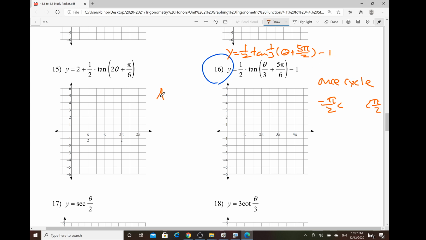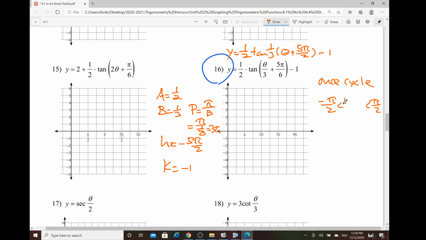So starting with the value of a, the scalar, it's 1/2. The value of b is 1/3. So the period, got to be careful. The way to find the period is pi over b. So it's pi over 1/3, which is 3 pi. And then the value of h, according to what we wrote here, is negative 5 pi over 2. And then what else? The vertical translation is negative 1, 1 unit down. And then try to do the one cycle test.